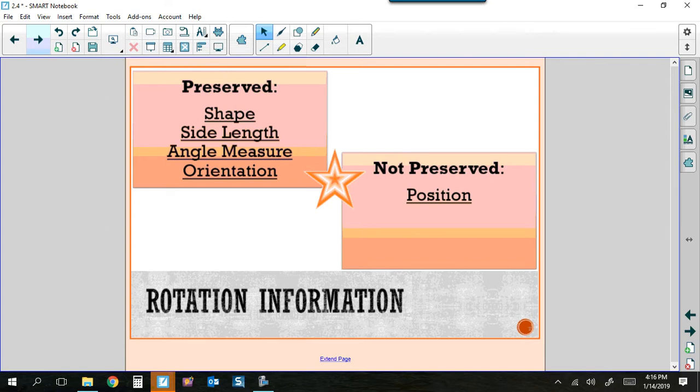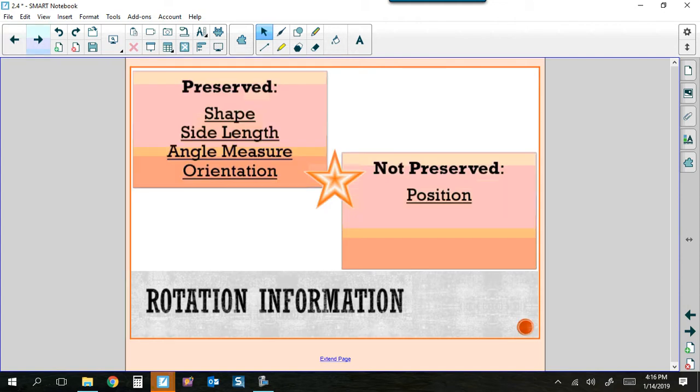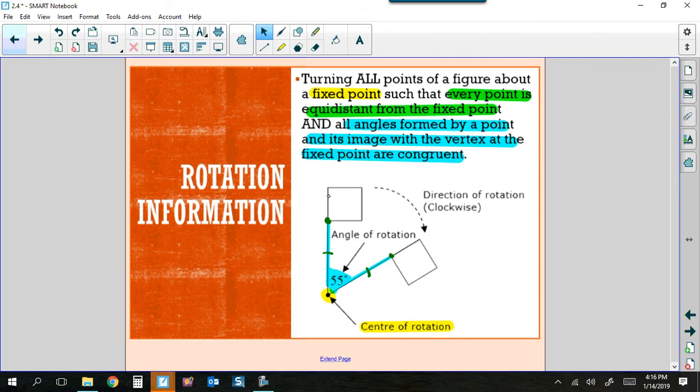When we're talking about rotations, very similar to our translation lesson, your shape is preserved. In this example, you can see I have what looks like a square is still a square after the rotation. The side length and angle measure is preserved. What I have here, again, looks like a square, so therefore we have 90-degree angles and congruent sides. This looks to be the same size.